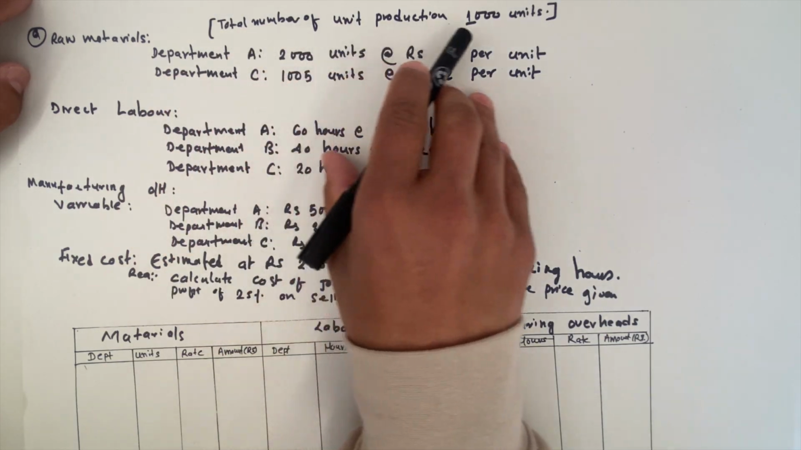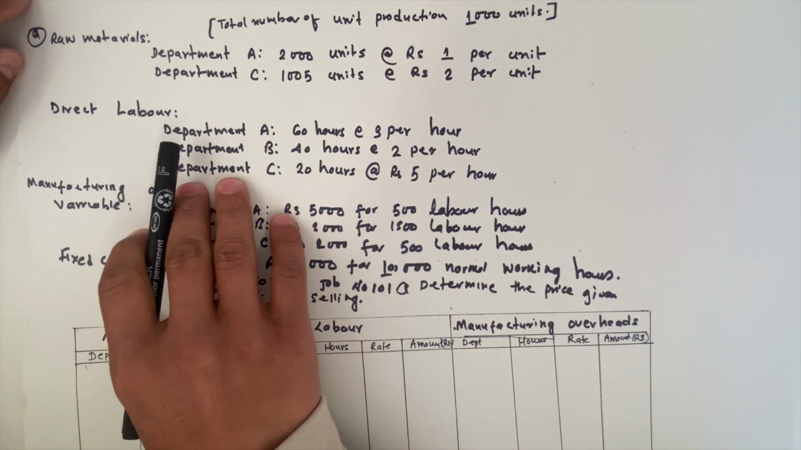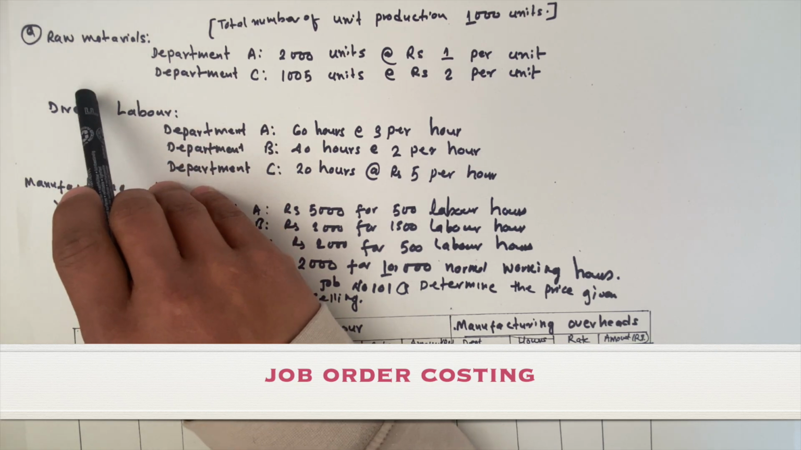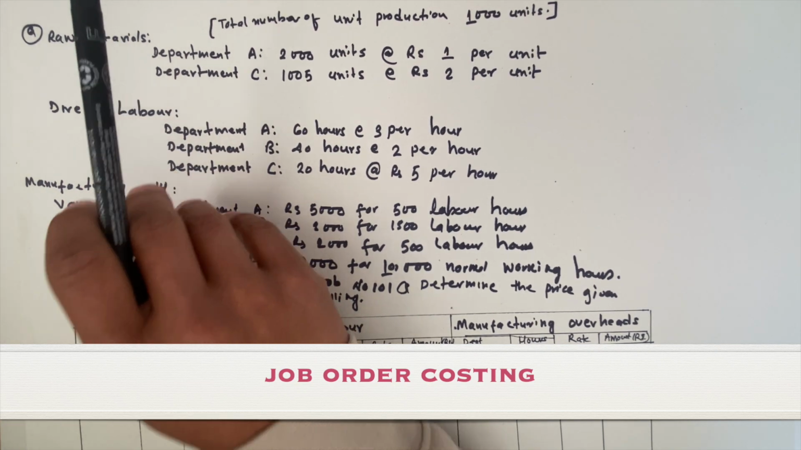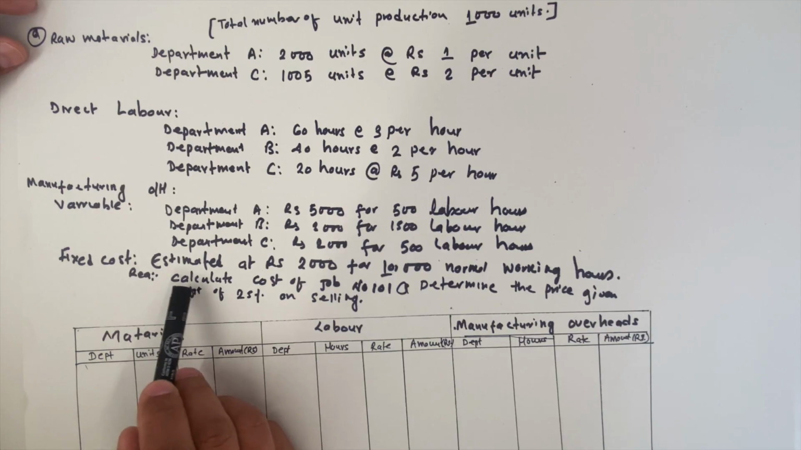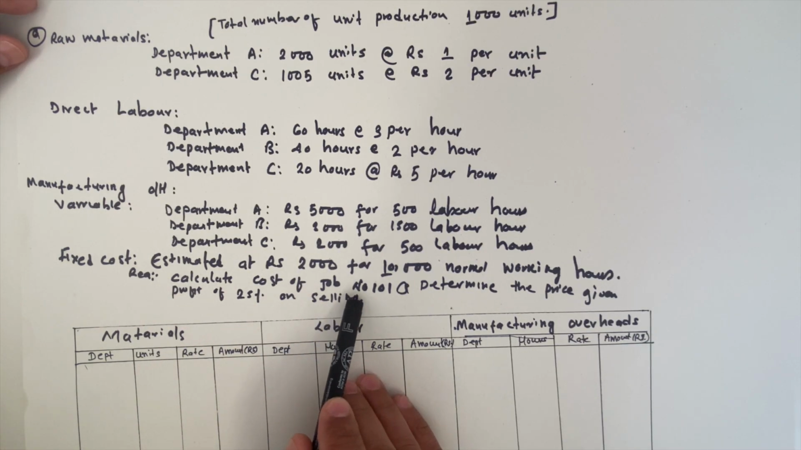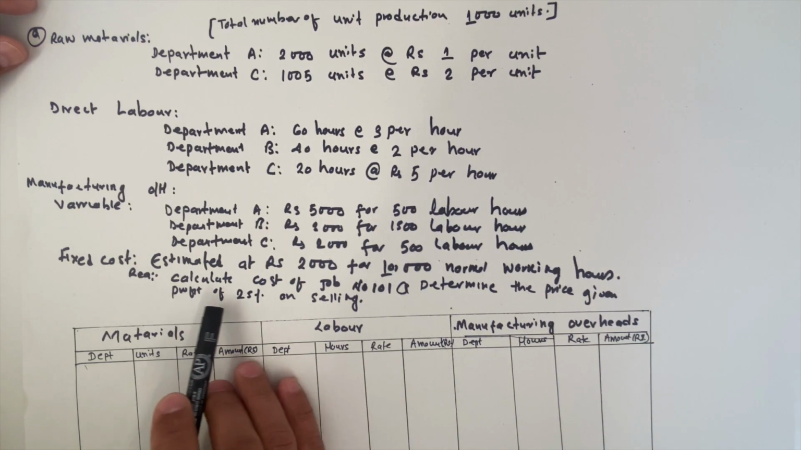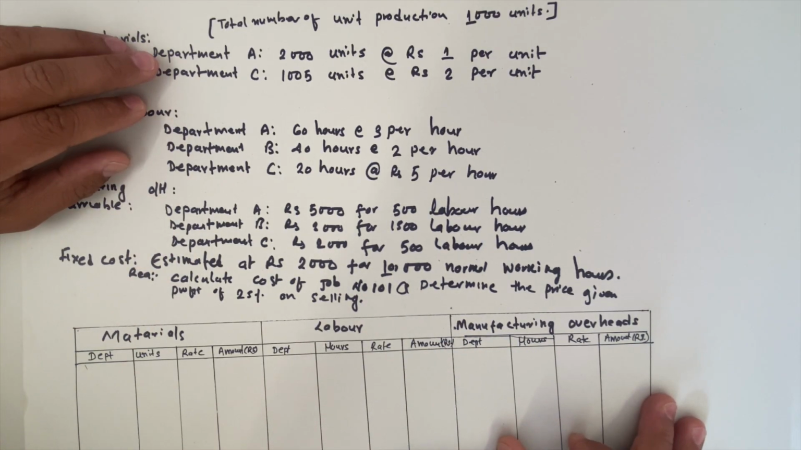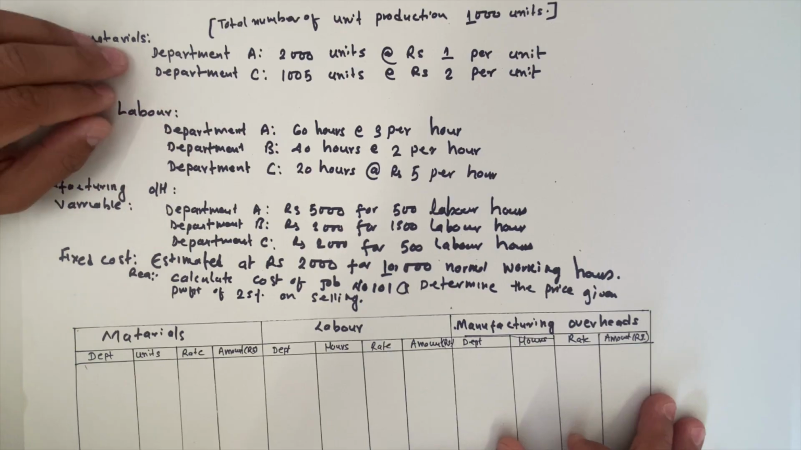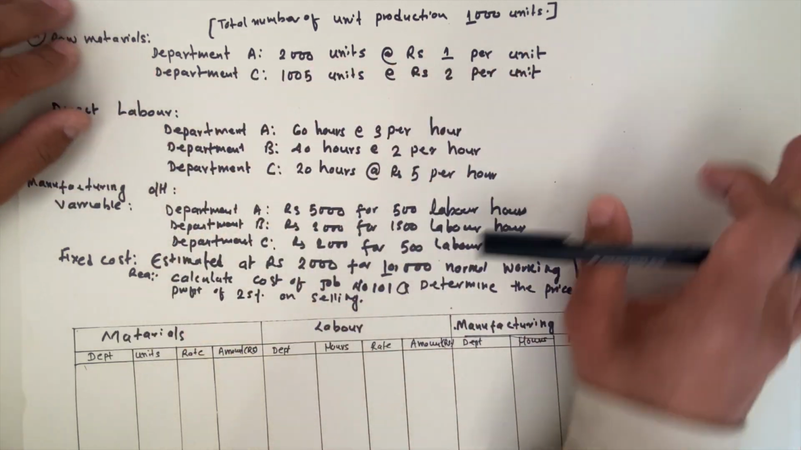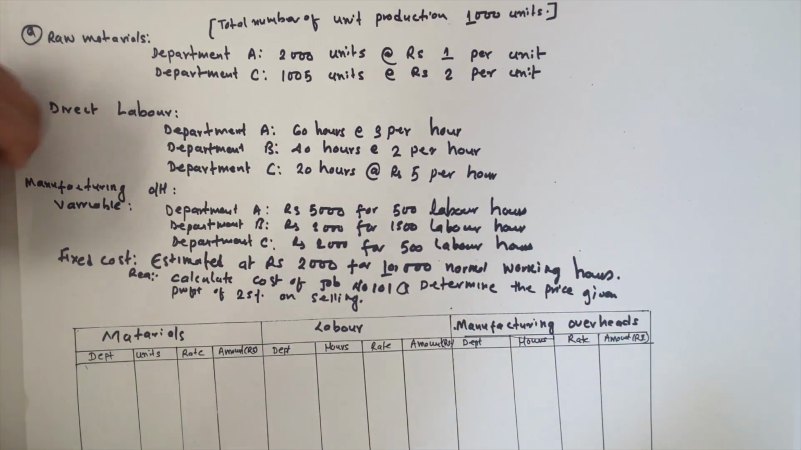The total number of unit production is 100,000 units. There is a heading given: raw materials, direct labor, manufacturing overhead, and fixed cost. And the requirement is to calculate the cost of job number 101 and determine the price given a profit of rupees 25 on selling price. So we are given here department A, B, and C, but for the raw material there is only department A and C, and their unit is given below. So now let's solve this problem one by one.